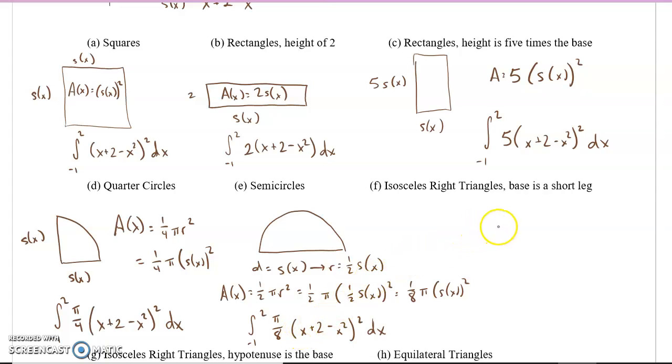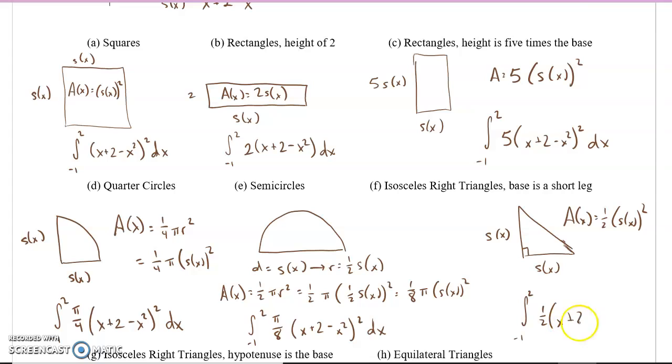All right, and trucking right along here, we've got an isosceles right triangle. The base is one of the legs, short leg, long leg. There is no long leg, they're both short because the legs are equal in an isosceles right triangle. So this is s of x, so this is also s of x. So the area function is 1/2 base times height is 1/2 s of x squared. So the area for this one would be the integral from -1 to 2 of 1/2 times x plus 2 minus x squared squared dx.